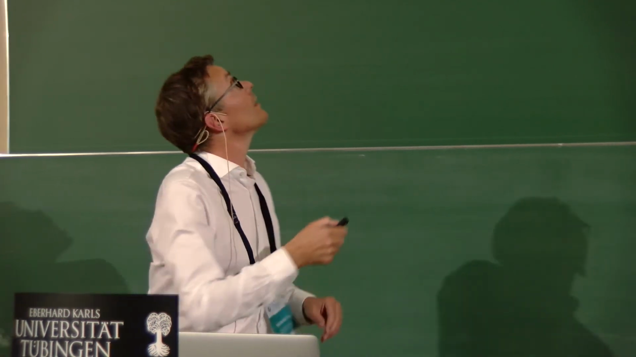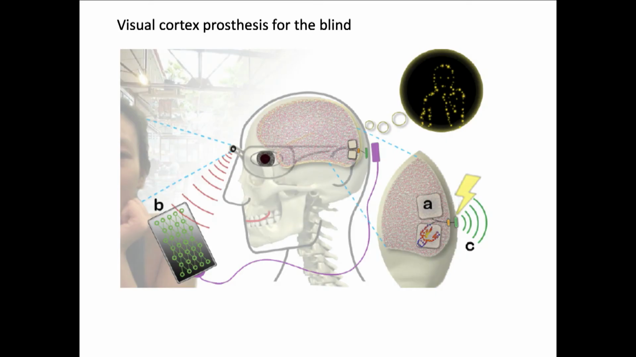Okay, so that's the plan: to build a system where you have an image processing unit, this is a camera, then you send those signals to the brain through microstimulation. That's something that we are trying to get to work in the next couple of years.